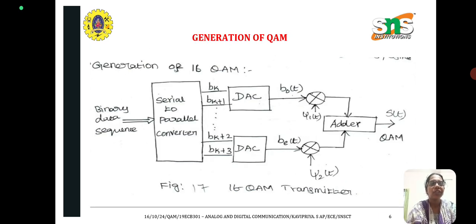This is a generation diagram of quadrature amplitude modulation. The input binary sequence is given to a serial to parallel converter. The output of the serial to parallel converter is given to the digital to analog converter. The output of the digital to analog converter is given to a mixer. The other input to the mixer is a carrier signal, which is psi1(t) and psi2(t), and the outputs of the mixers are added, which results in a quadrature amplitude modulation signal. This diagram is the generation of 16 QAM.